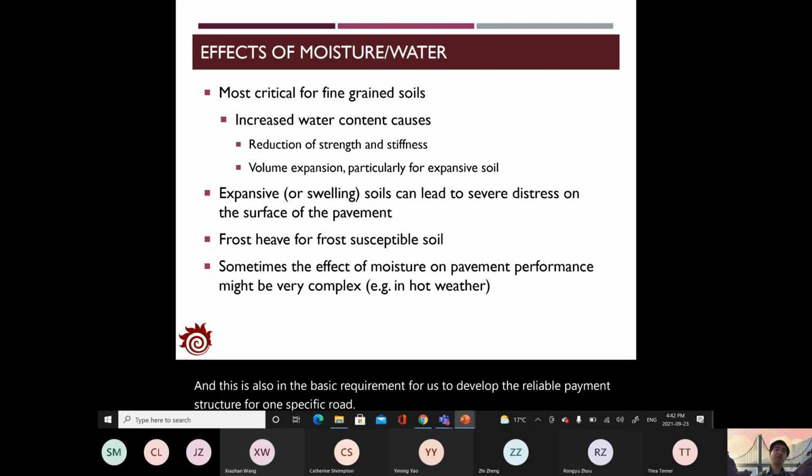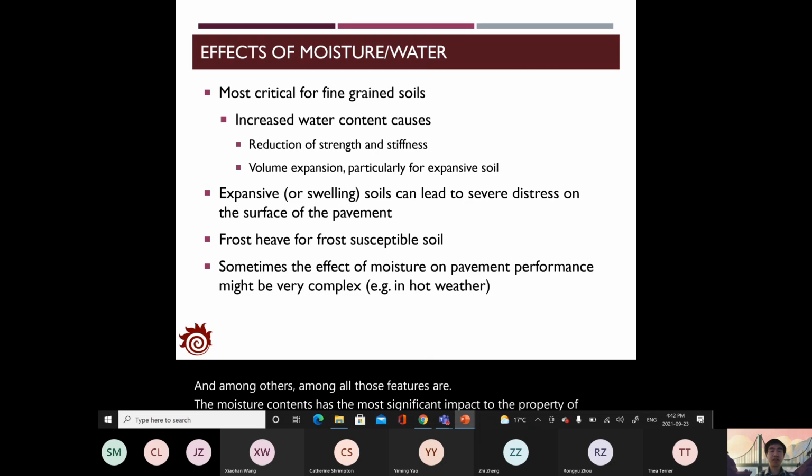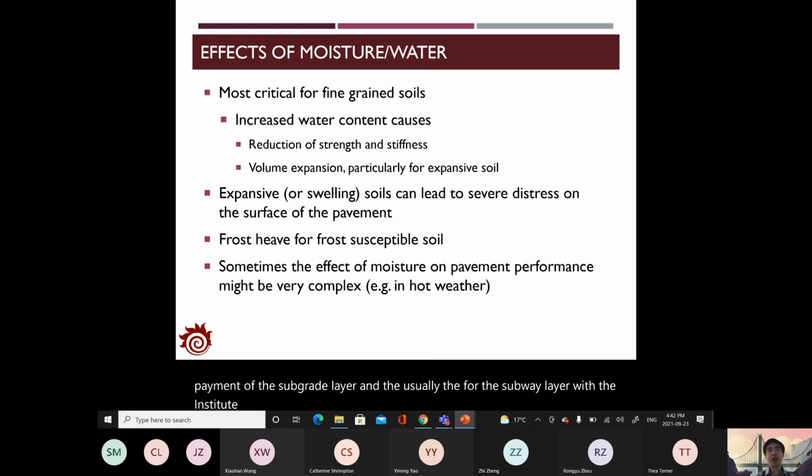Among all those features, the moisture content has the most significant impact on the properties of the pavement subgrade layer. Usually, for the subgrade layer, the in situ soil will have a relatively higher percentage of fine particles. This type of soil is very sensitive to water content, and there will be some issues, for example, due to the permeability of the pavement structure.